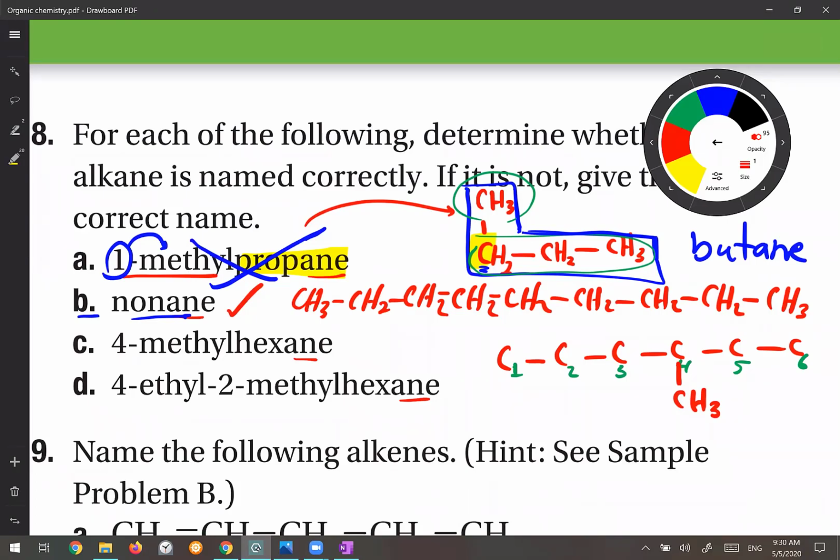Now I add the hydrogen to the rest of the carbon. Carbon number 1 needs 3 hydrogen, so CH3. Carbon number 2 needs 2 hydrogen, CH2. The next carbon needs 2 hydrogen as well, CH2. Carbon number 4 has already 4 bonds, so it needs only 1 bond with the hydrogen, so it needs 1 hydrogen, CH. Carbon number 5 needs 2 hydrogens, CH2, and carbon number 6 is CH3. So is this the correct name for this structure or not?